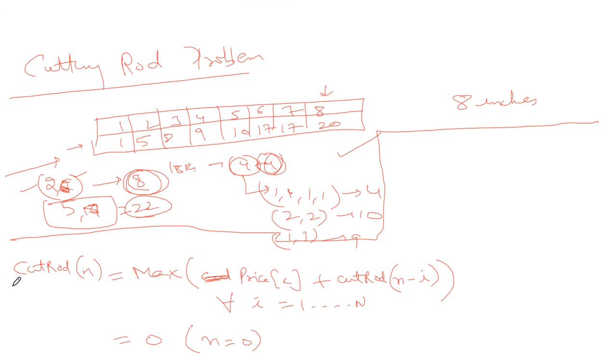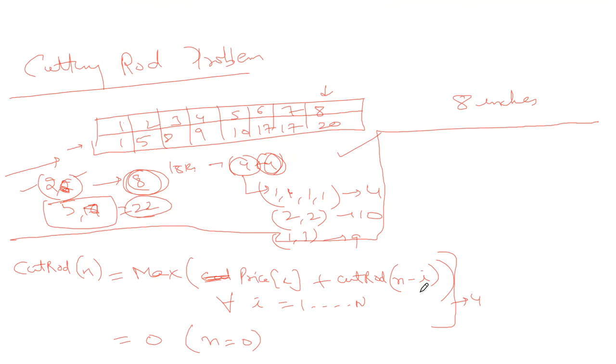We wrote a program as well, which is written on the board: int cut rod of n, if n equal to 0, return 0, else for int i equal to 1, i less than or equal to n, i plus plus, max of price of i plus cut rod of n minus i. You can see from the code as well, it's pretty simple, just implementing this in a programming language, just four lines of code.